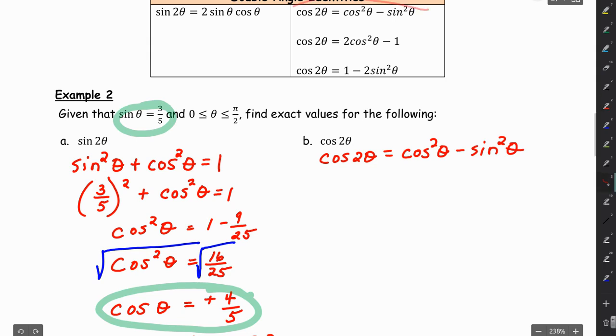So this is the first one I'm going to use, and we're just going to fill it in. So the cosine of theta is 4/5. The sine of theta is 3/5. And when we solve that out, we're going to get 7 over 25. All right, let's try another one.